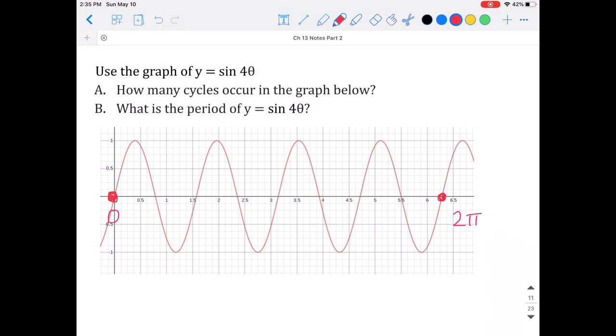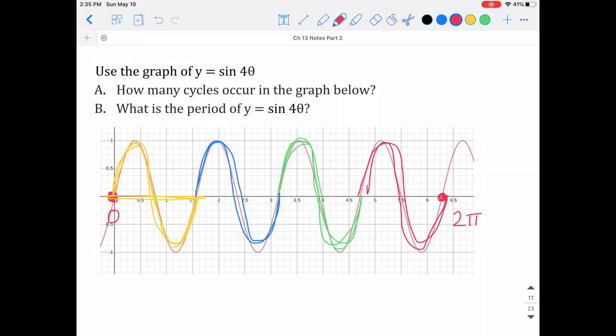And to make it a little bit easier, we can sketch out our cycles. So from 0, one full cycle goes above the x-axis, below the x-axis, and then back to the positive x-axis. Remember, our cycles start and end in the same exact spot. So that's one cycle. Second cycle is in blue. Then our third cycle is in green. And the fourth cycle brings us to 2 pi on the positive x-axis. So this graph has 4 cycles from 0 to 2 pi.